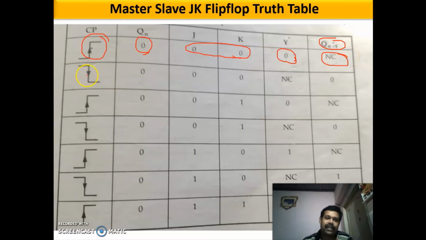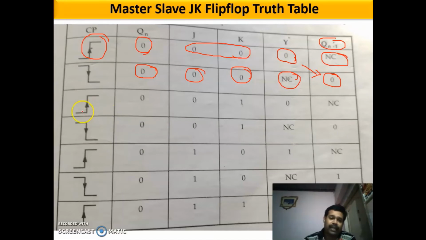So next, during the negative clock pulse, the negative edge, we are considering the same Q(n) as 0, J as 0 and K as 0. During the negative edge, your master is disabled, so whatever you had at the output of the master in the positive clock pulse will be copied by the slave. So that 0 will be the output.